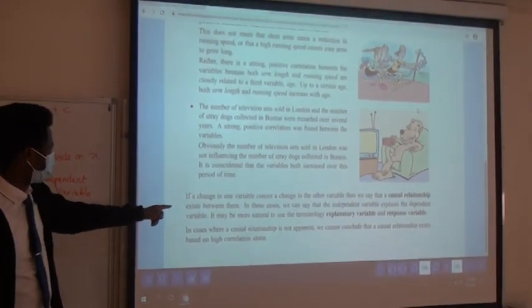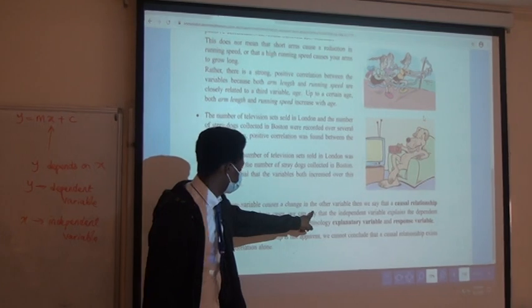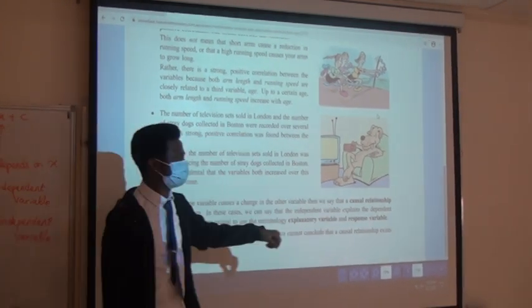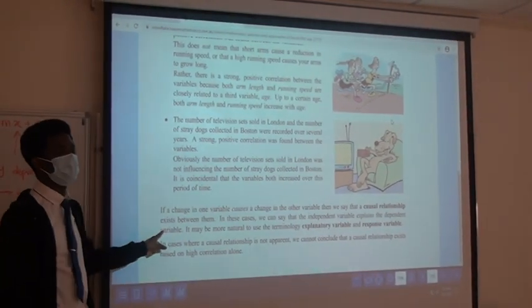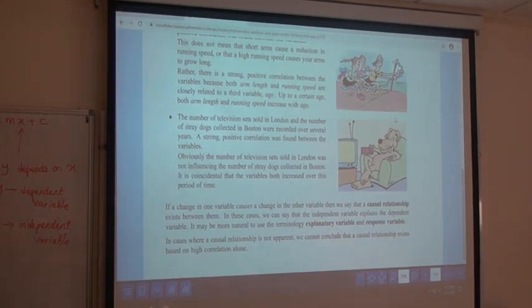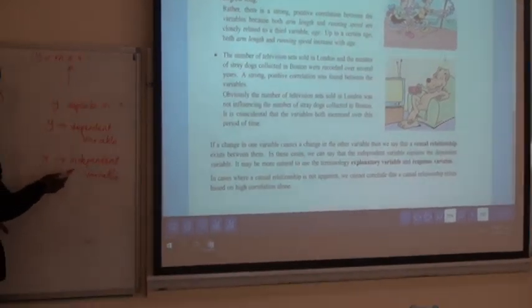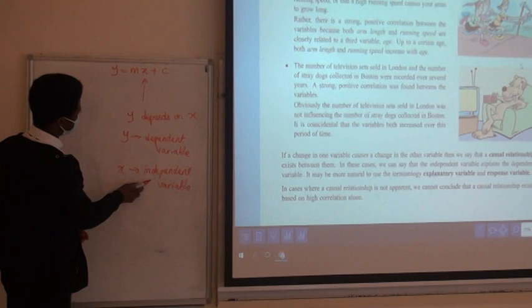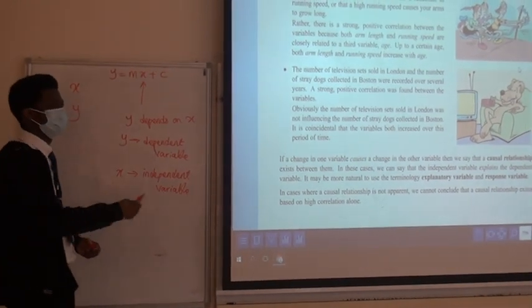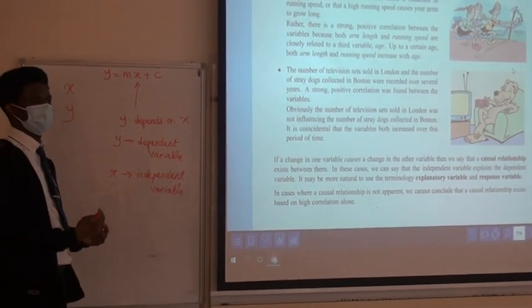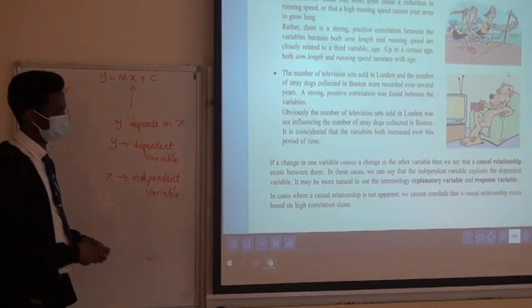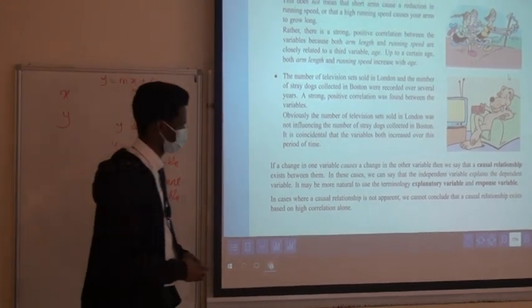Now, we can say that the independent variable explains the dependent variable. This is your dependent variable, this is your independent variable. It explains the dependent variable. It tells us, it brings out the value of y.